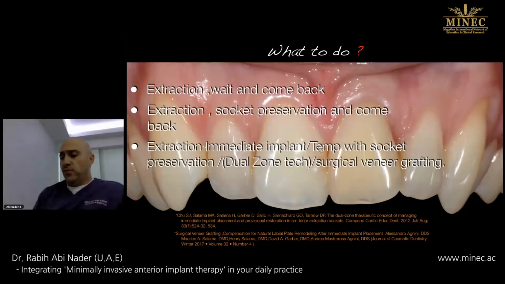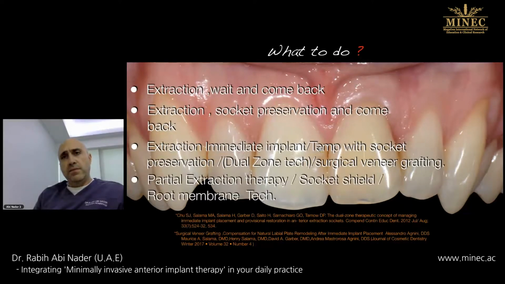One more thing that can come to our mind, and this is something that we see very often these days in social media and in lectures, is partial extraction therapy, or socket shield, or root membrane technique. This is a technique that consists of leaving a part of the root, especially the outer aspect of the root, to support the buccal bone and maintain the blood supply for the buccal bone, and placing the implant behind it. We can see reports of maybe up to 10 years, and the technique still needs more follow-up, but it also shows excellent results.